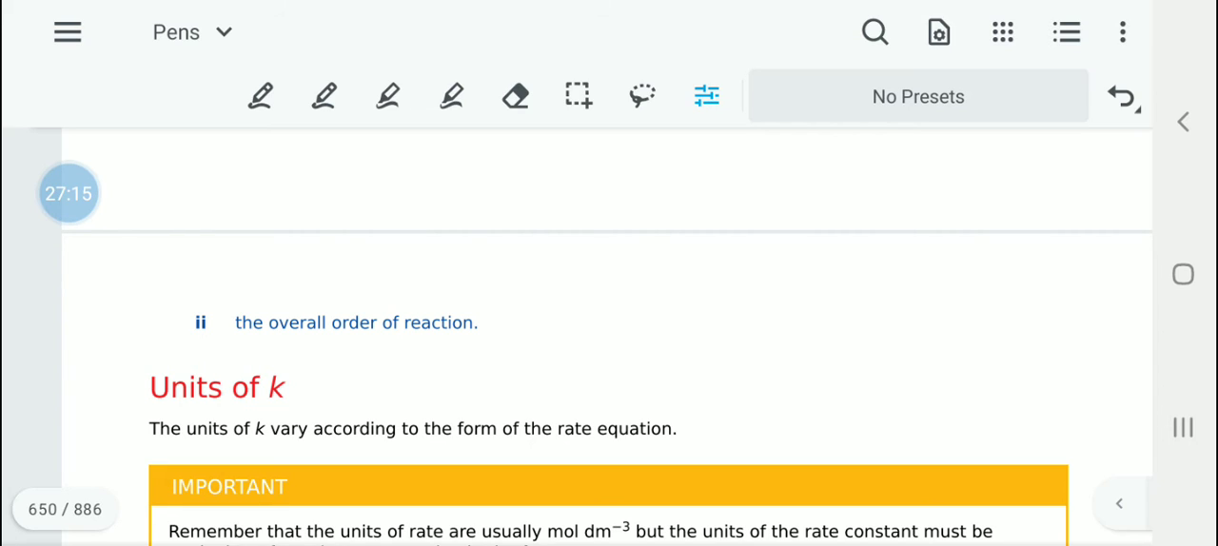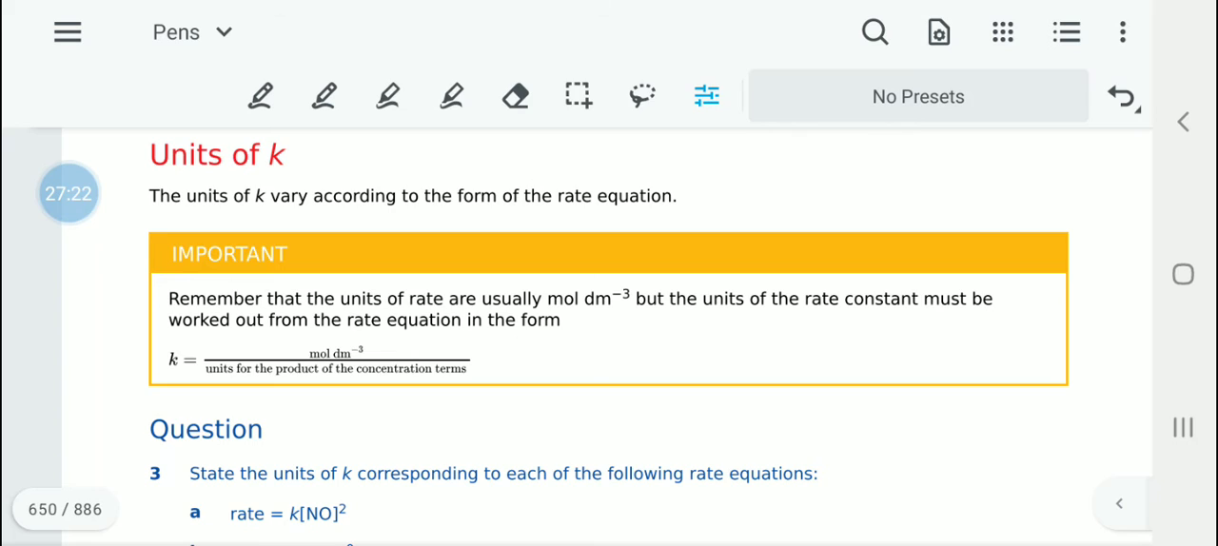Now we are moving on to units of k. The units of k will vary according to the form of the rate equation. So k is going to be concentration divided by units for the product of the concentration terms. The rate constant must be worked out from the rate equation. So k is going to be mole per cubic decimeter divided by units for the product of the concentration terms.